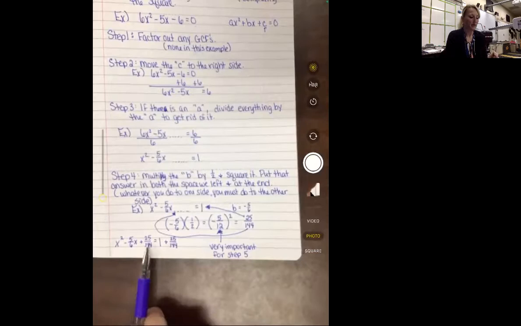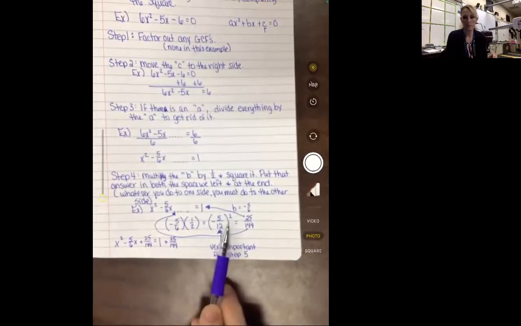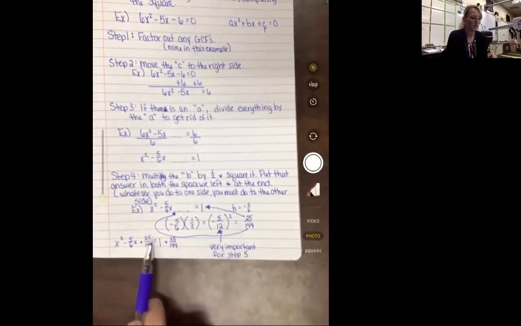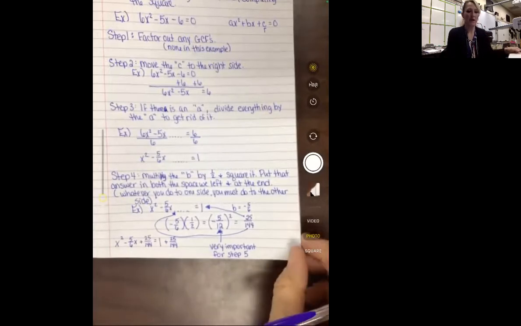Okay, so now if you notice, 25 over 144 is a square. It's a perfect square. 25 is a perfect square. 144 is a perfect square because we squared them. So that will always happen. So this is a perfect square. And so what we're going to do is change this back to a perfect square.